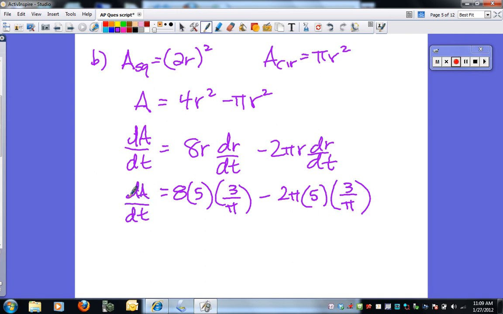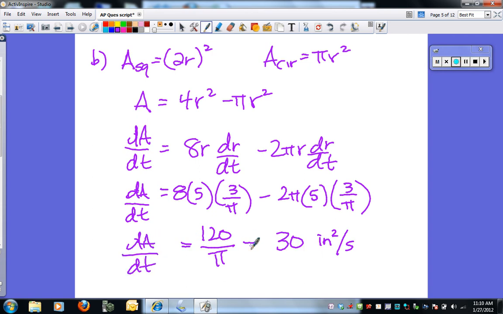You can do the rest, substitute and solve. We did the diagram, we have the rates, we have the equation. We took the derivative, substitute and solve, and you'll get your answer. And I think you get something like 120 over pi minus 30 square inches per second for your dA/dt. Well, this is 1994 AB5, and I hope you enjoyed it.